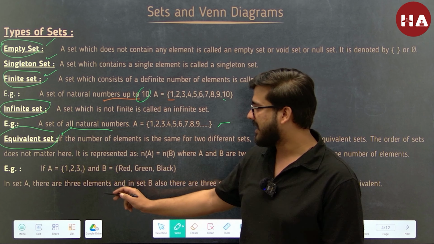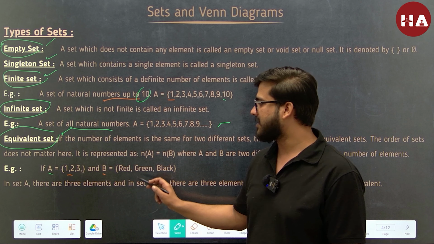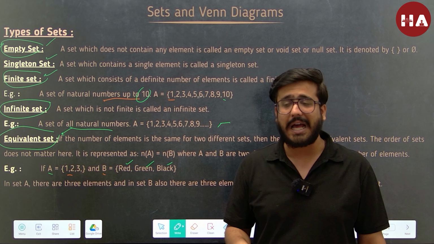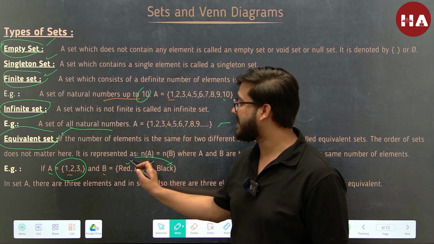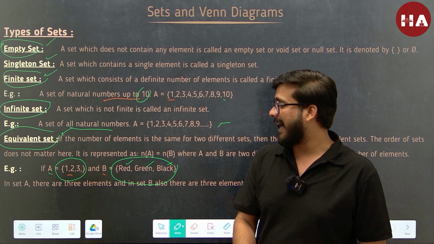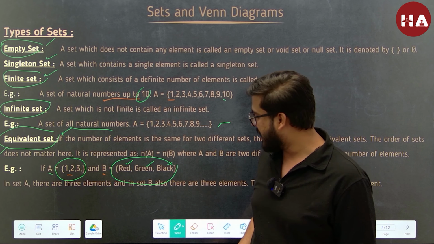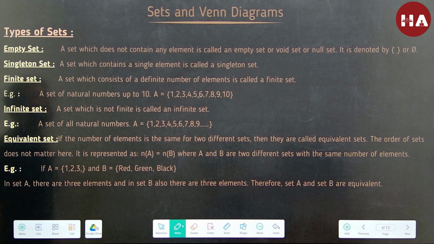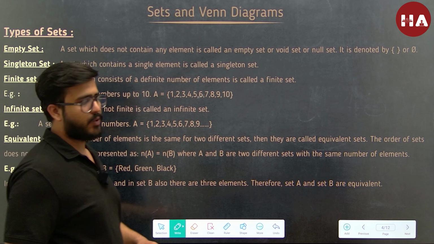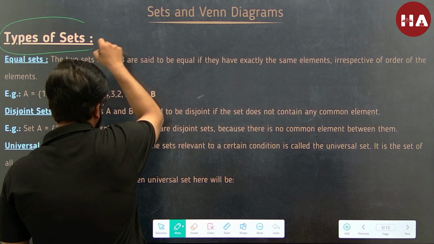For instance, if set A consists of the values 1 to 3 and B consists of colors like red, green and black, as you can see, set A has 3 values and set B also has 3 values. So I can say that this is an equivalent set. You can note these types of sets and then we'll proceed. I'll clean it up for you students. I hope you have noted it down. Now let's proceed further with other types of sets.